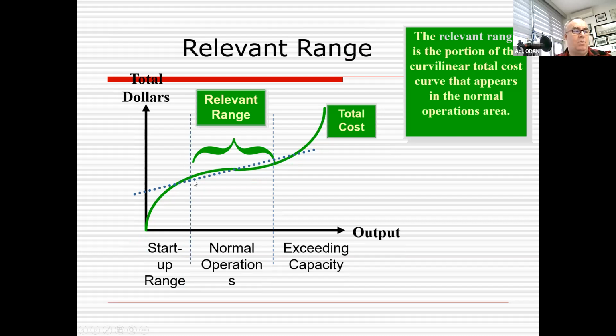So if you're producing more than this amount but less than this amount, you're in a range where this linear approximation does a pretty good job of estimating the costs and how they're changing with more output. But if you go outside of the relevant range, you may find that there are big differences between the number you calculate and what happens in reality. So again, if you are making your decisions while in this relevant range, then a linear approximation to this curvilinear cost structure may be appropriate. Just make sure that you're in the relevant range for your organization.